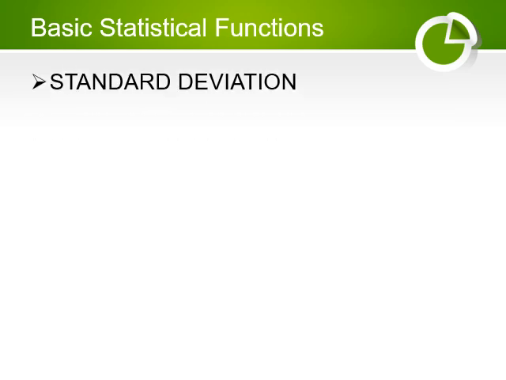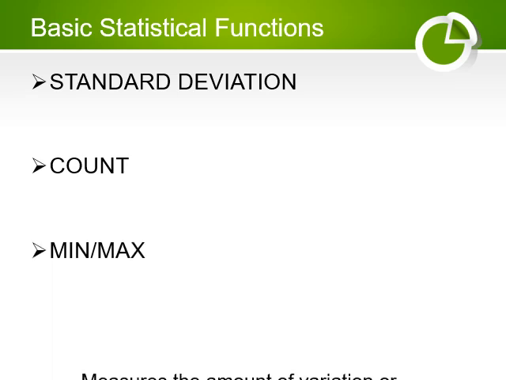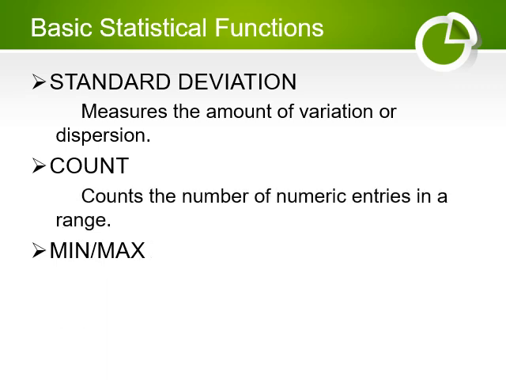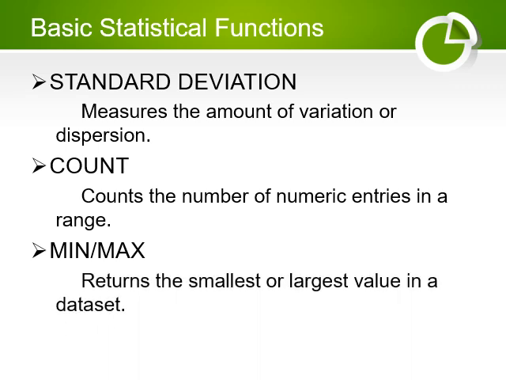We also have the standard deviation, the count, and the min or max function. The standard deviation shows how spread out the scores are. Count function counts the number of valid entries, and the min and max function help us identify the highest and the lowest values.